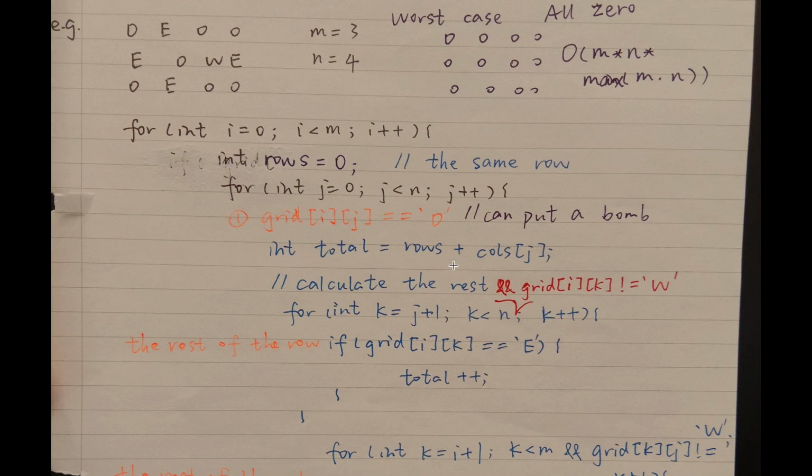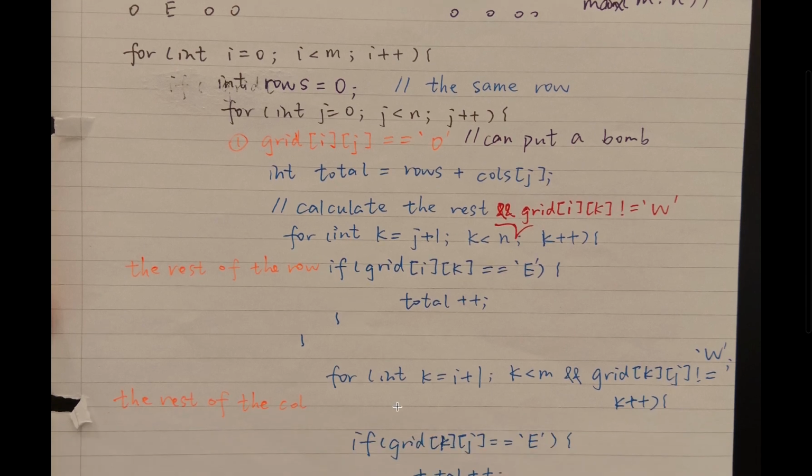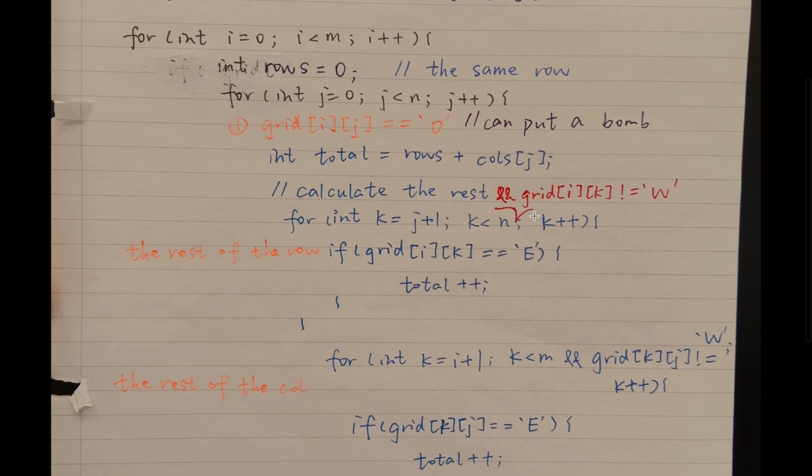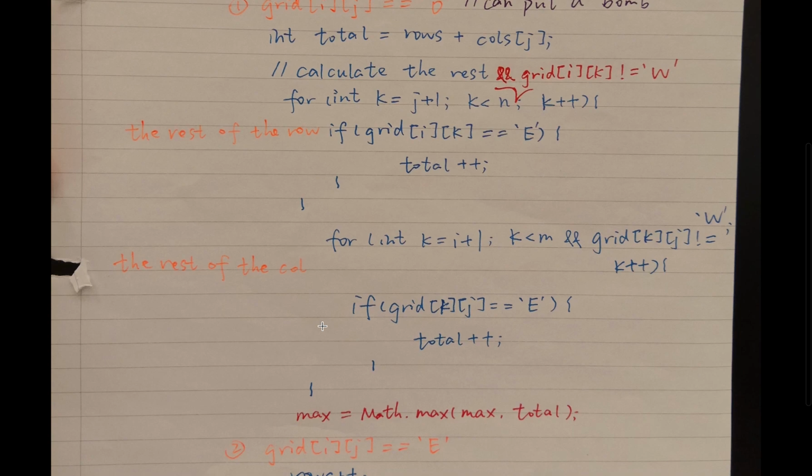At first, it should contain the rows and the columns j, that means the total enemies we can kill from its left and from its up. Then we calculate on its right and its down the total enemies we can kill. So that is a two-fold loop. This for loop is for calculating the enemies we can kill on its right, the rest of this row. You see the condition is that the current grid is not equal to W. And if we meet E, we let the total enemies increment by 1. This calculates the rest of the column.